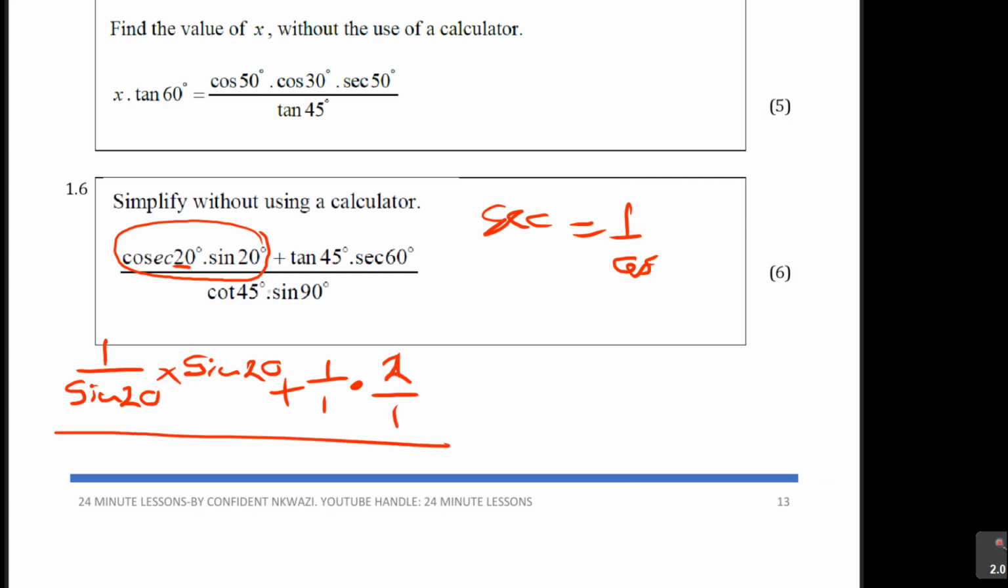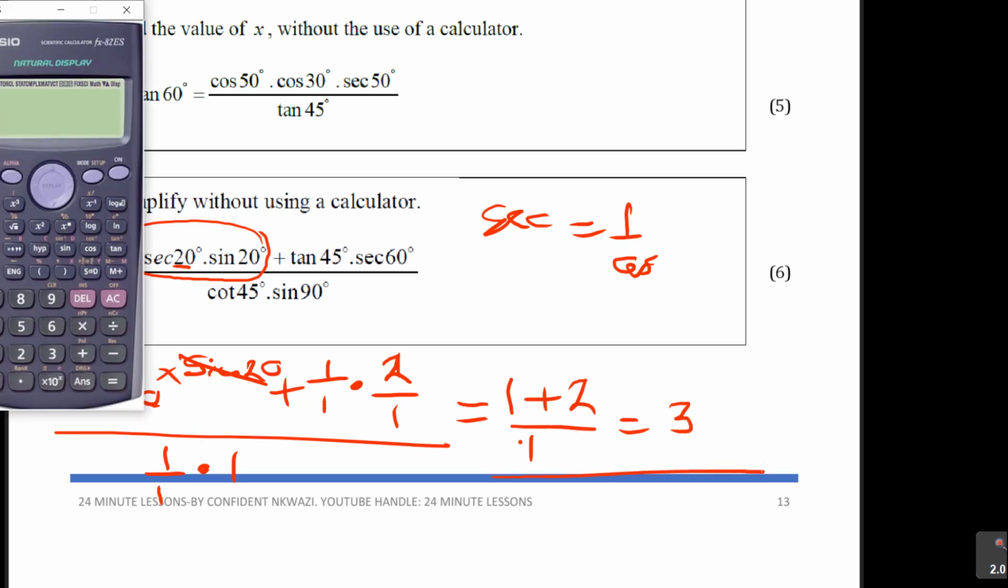And then over cot 45. Now tan 45 is 1. So cot 45 is also 1 over 1. Check with the calculator. Say 1 over 1 over 1 is 1. Times sin 90 is also 1. Because if you work them so much, you now know what it means. Cancel there, cancel there. So you've got 1 plus 1 times 2, which is 2 over 1 times 1 over 1. The answer simply becomes what? 3. Can we test it? Yes, let's test it and see what it gives us.